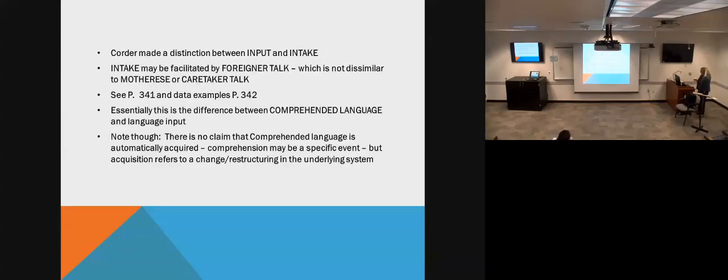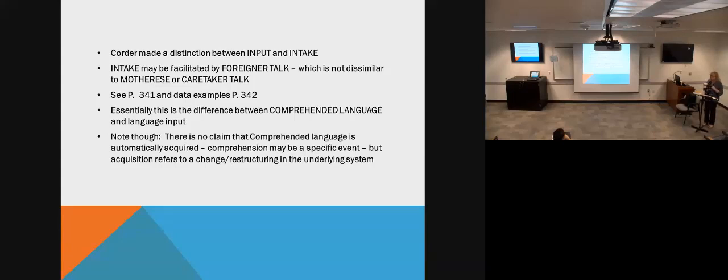So Corder makes a distinction to start with between input and intake. What he says is that you can input all you want, right? But only so much of that will be intake, meaning only so much of that will be part of restructuring your system, the thing we talked about last week. And one of the reasons that we have foreigner talk, for example, is that it facilitates intake.